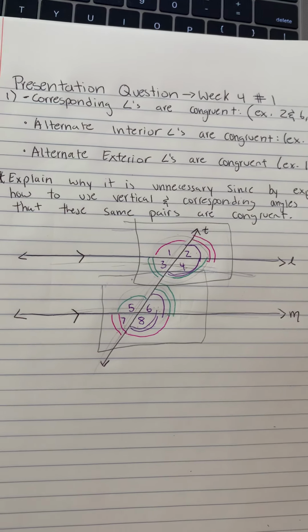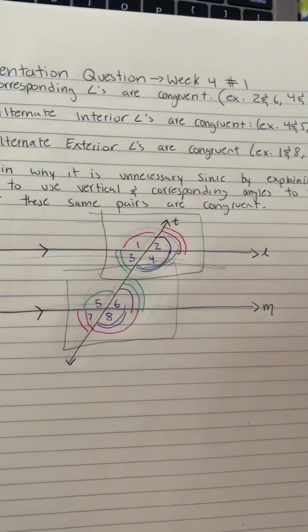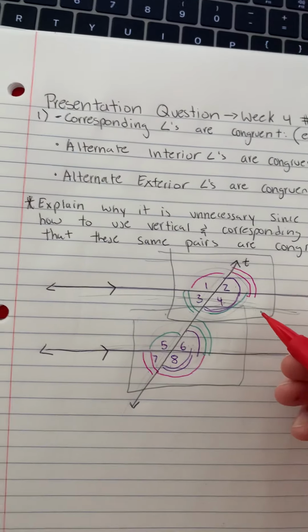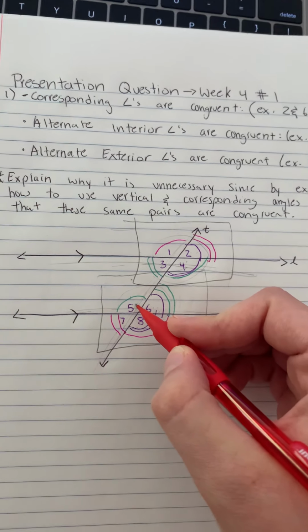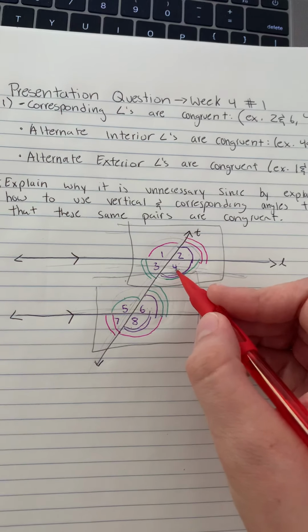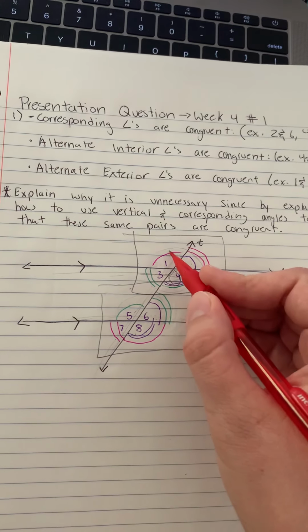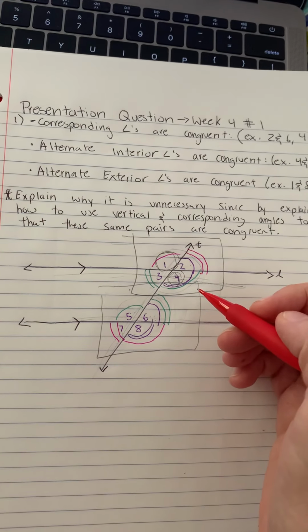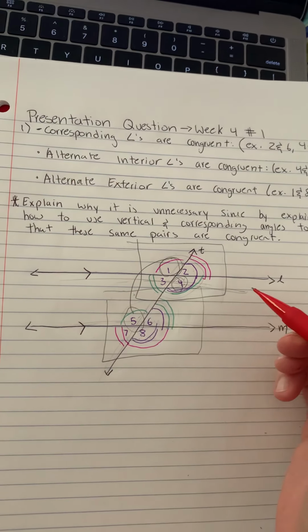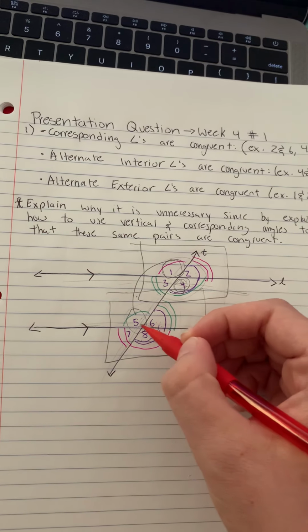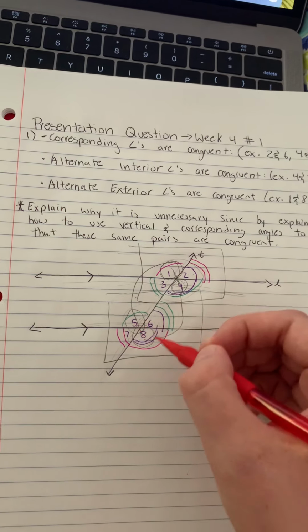So then I wanted to talk about the alternate interior angles. The question says that 4 and 5 are congruent because of alternate interior angles, but we can see why they're congruent because of vertical angles. 4 would be vertical to 1, and then based on the corresponding angles, 5 is corresponding to 1. So then 8 would be corresponding to 4, and these are vertical angles, and these are vertical angles, so all 4 of those would be equal.